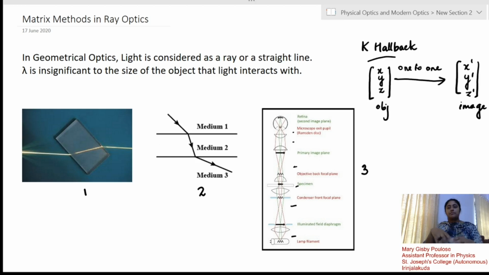So all the coordinates will have a one-to-one correspondence. And if the light in the object plane undergoes a number of translations or refractions, all of that can be simplified into a simple matrix which acts upon the object plane to give the image plane.